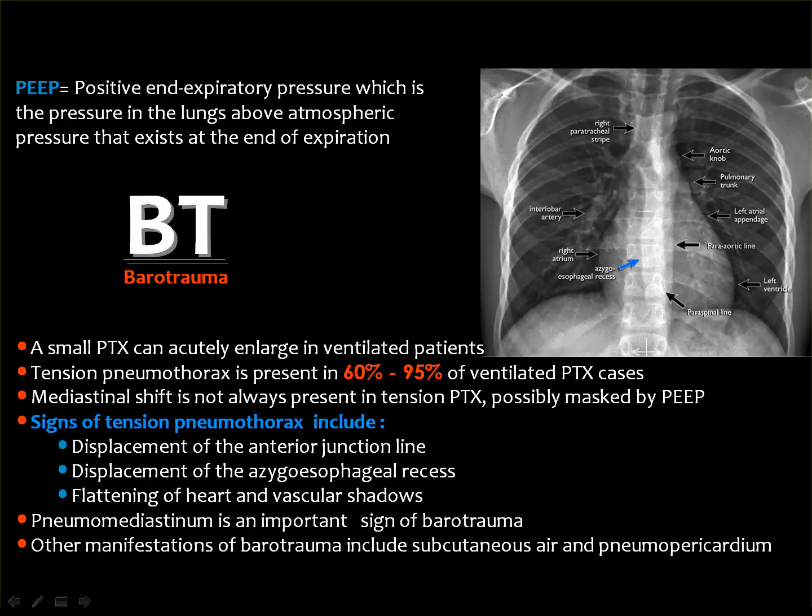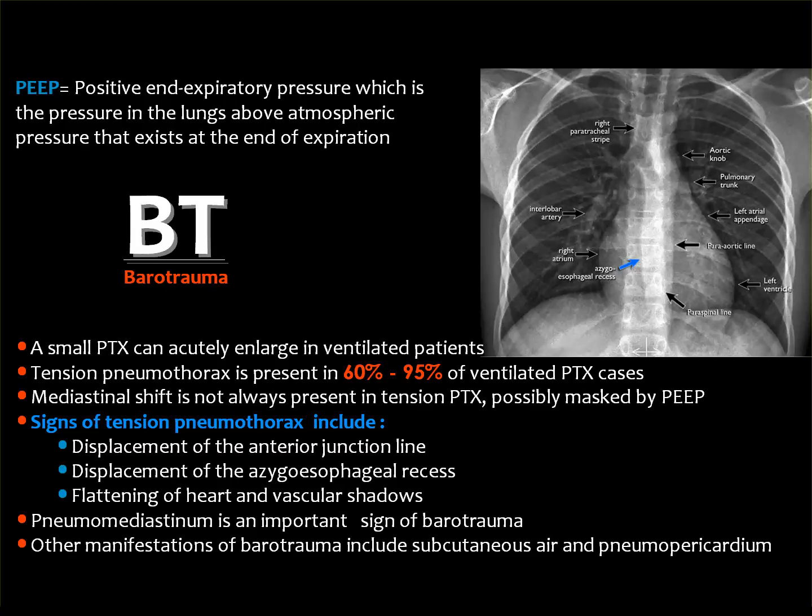If there is a small pneumothorax and the patient is on ventilation, there is a great risk that this pneumothorax will increase and may develop tension pneumothorax in about 60 to 95% of the cases. Then in ICU patients, mediastinal shift is not always present. You remember that for the diagnosis of tension pneumothorax, we may have two main findings. Number one is the deviation or contralateral shift of the mediastinum, and number two is depression of the diaphragm.